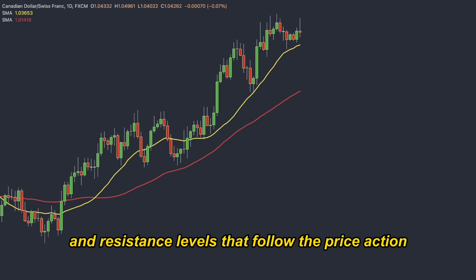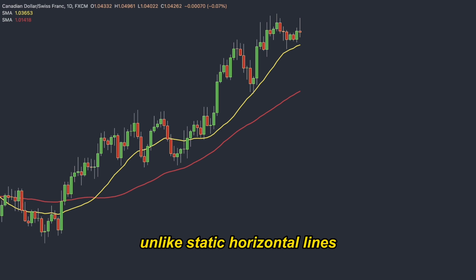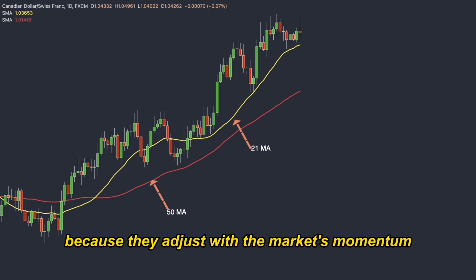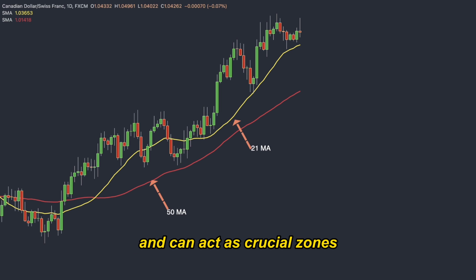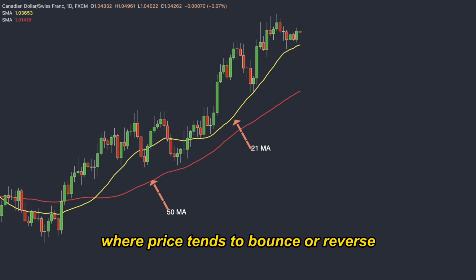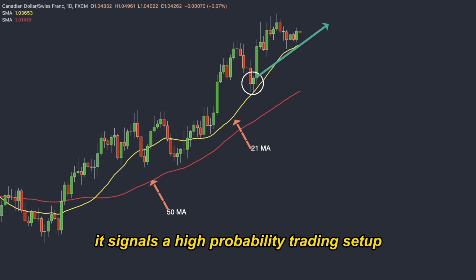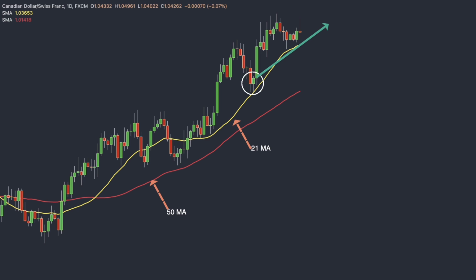When trading with moving averages, you're essentially using them as dynamic support and resistance levels that follow the price action, unlike static horizontal lines. The 50-period moving average and 21-period moving average are particularly useful because they adjust with the market's momentum and can act as crucial zones where price tends to bounce or reverse.